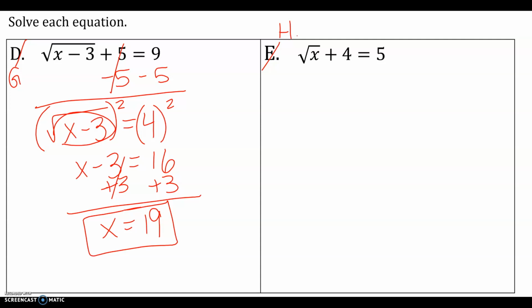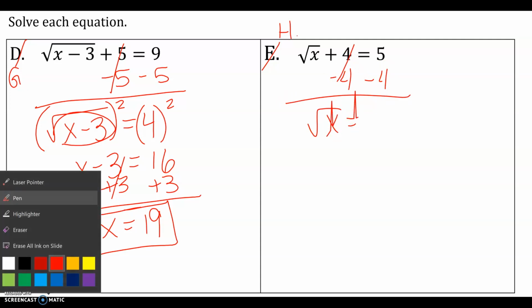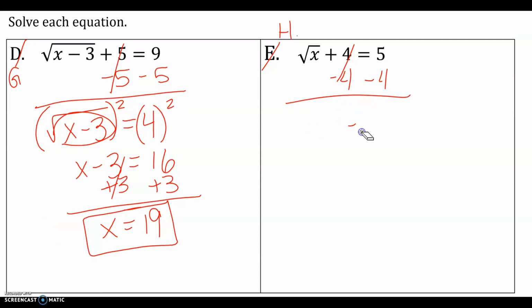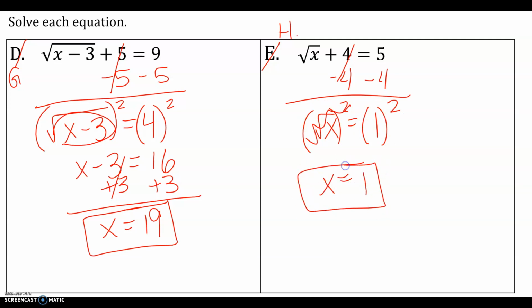Letter H is extremely easy. Obviously, we need to move this extra number of 4. Whoops. Pen going crazy. And you're going to get radical of x equals 1. If you square this, the radical then disappears. 1 squared is not 2. It is just a 1. So all of these should have been extremely easy. You were just subtracting or adding extra numbers.